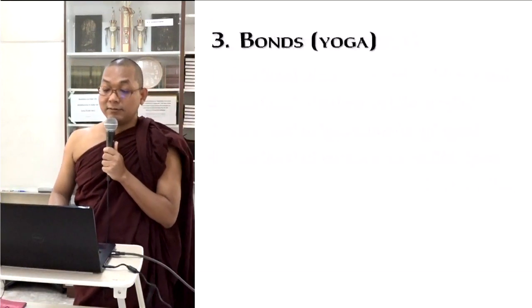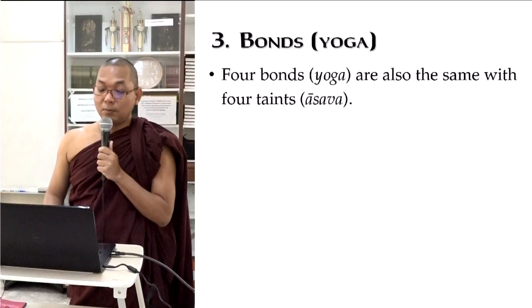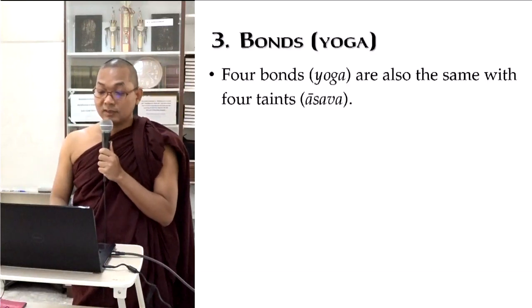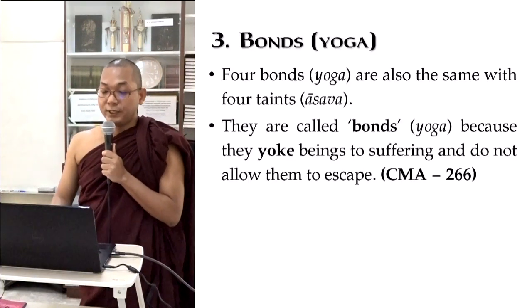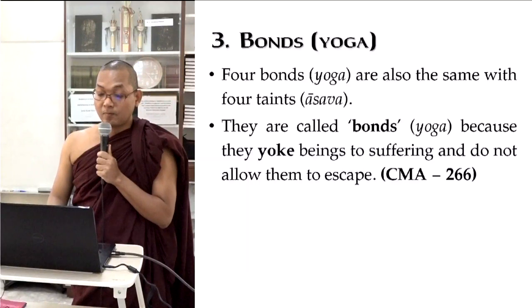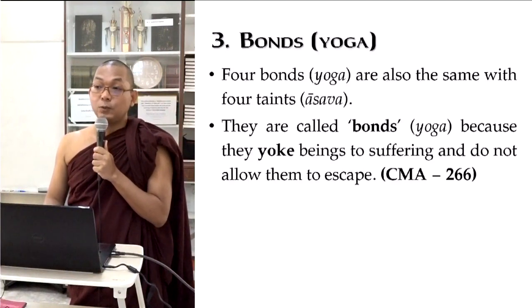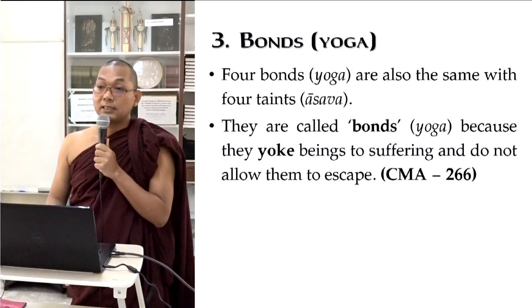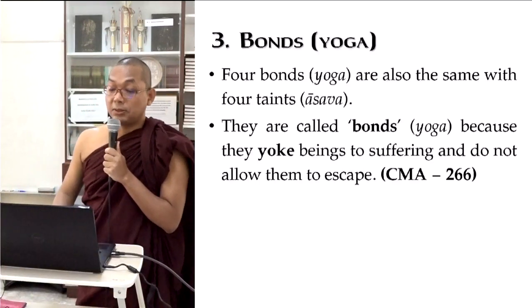Just like that, we have four types of bonds, yoga. The four bonds are also the same as the four taints. They are called bonds, yoga, because they yoke beings to suffering and do not allow them to escape. Just like oxen, when they are tied in the yoke, they cannot run away. Just like that, when we are yoked with the four bonds, we cannot run away from samsara. For that reason, it is called bonds.